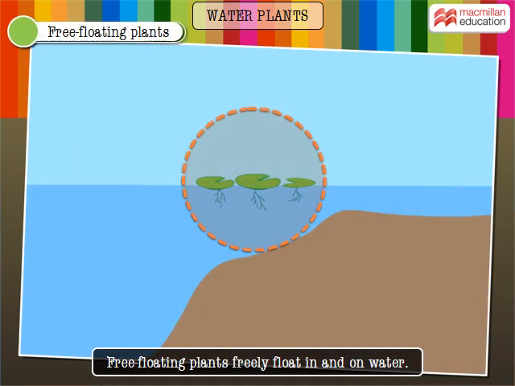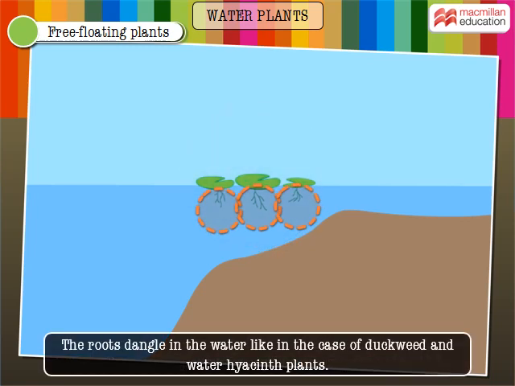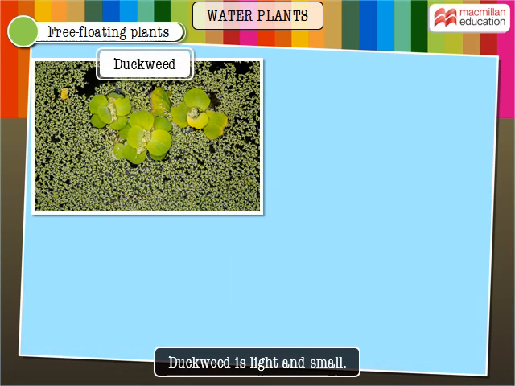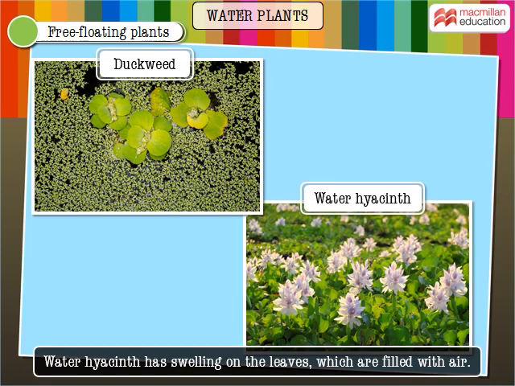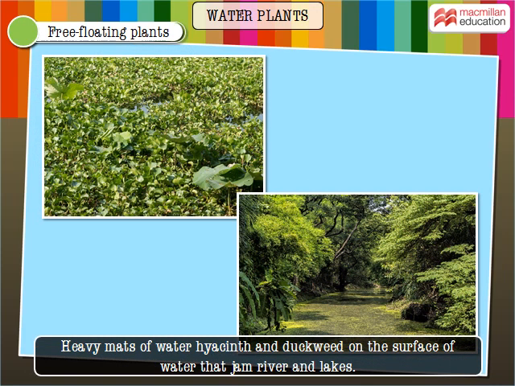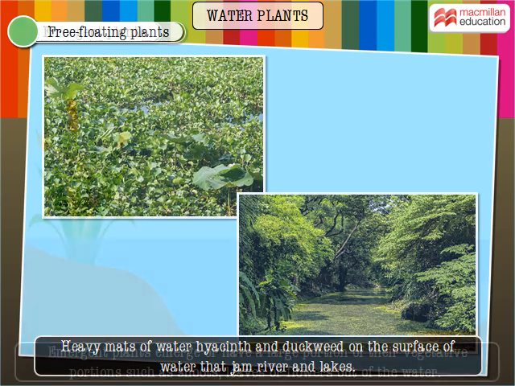Free floating plants freely float in and on water. The roots dangle in the water like in the case of duckweed and water hyacinth plants. Duckweed is light and small. Water hyacinth has swellings on the leaf which are filled with air. They form heavy mats on the surface of water that jam rivers and lakes.